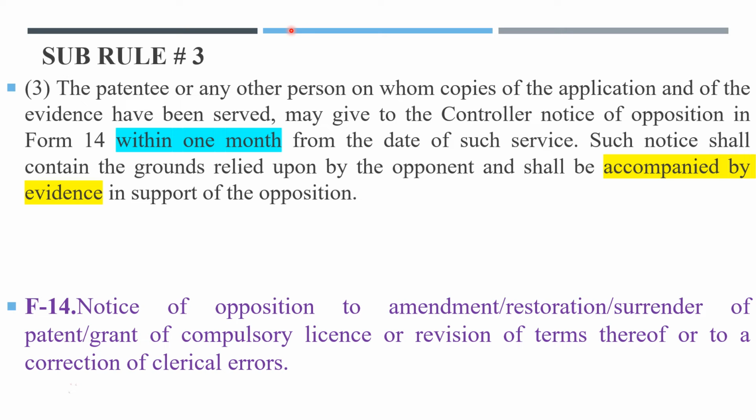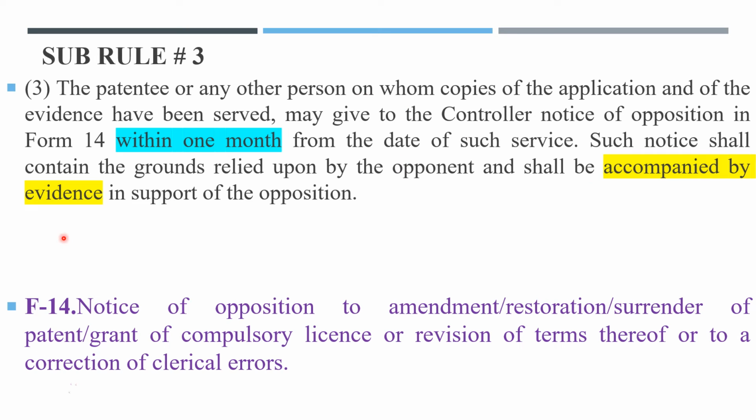Such notice shall contain the grounds relied upon by the opponent and shall be accompanied by evidence in support of the opposition. That means this notice of opposition shall contain the grounds relied upon by the opponent, and this will be accompanied by evidence, and this evidence will support the opposition. Fine. I hope now it is pretty clear.